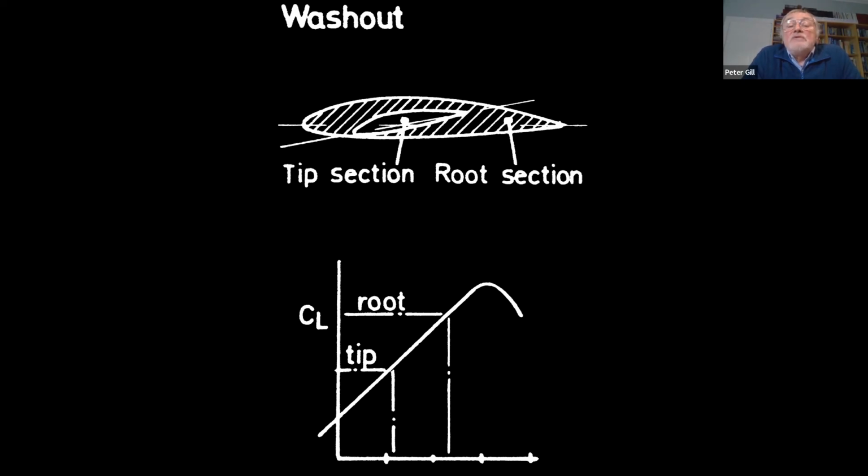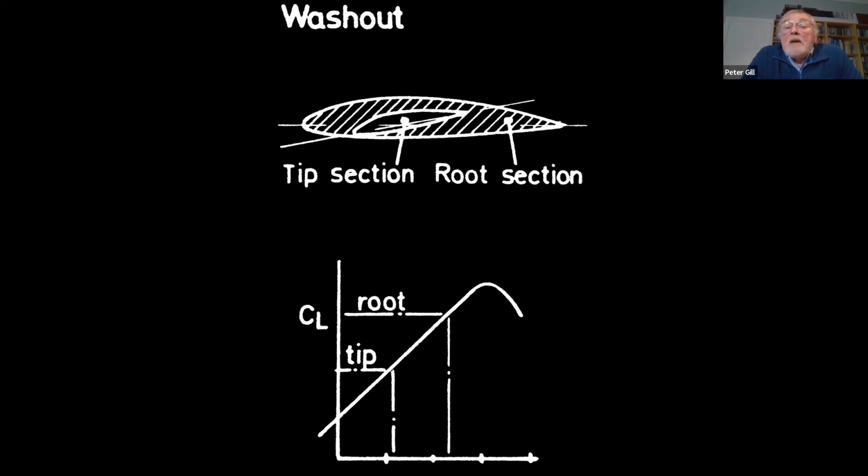Some gliders have very little washout, as it's called, in which case they are quite likely to drop a wing at a stall. The other reason is that the narrower the tip is, the narrower the chord of the tip, that's the distance from the front to the back, the more likely it is to stall early. So aircraft with very narrow tips, like for instance the Ventus series, are likely to drop the wing unless there's some washout.